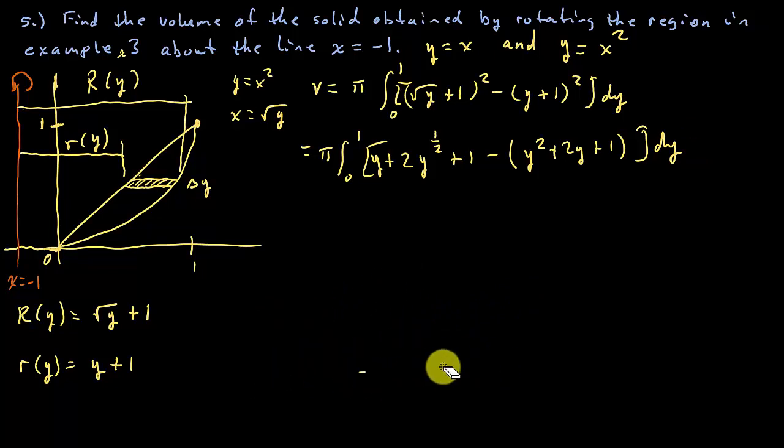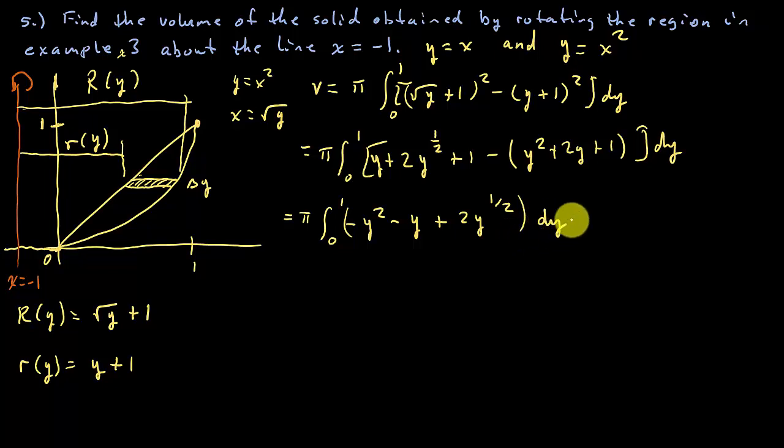So let's see what we get here. Now I've got equals pi from 0 to 1. I'm not going to go through and distribute this and show all my work on that. I did that on the last problem. You should be able to do that. If I distribute the negative and then combine like terms, I would get negative y squared minus y plus 2y to the 1/2 times dy.